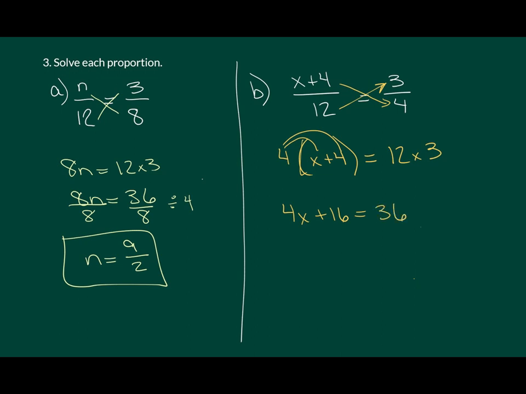So solve that equation by subtracting 16 from both sides, and I get 4x equals 20. Then I would divide both sides by 4, and I get x equals 5.